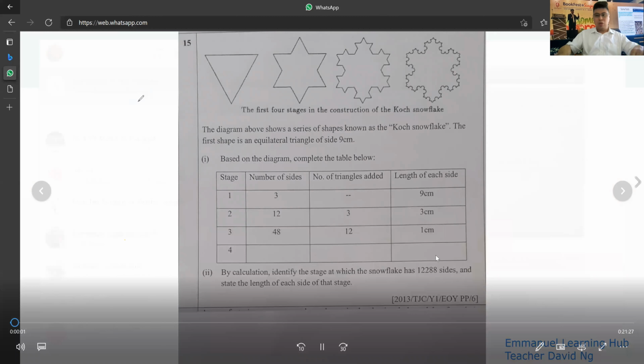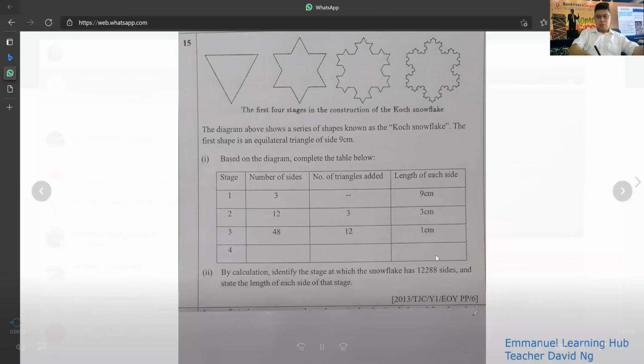Okay, here you have another question, right? That's taken from Temasek JC Year 1 end of year paper in 2013. And it says that the diagram above shows a series of shapes known as the Koch snowflake. The first shape is an equilateral triangle of side 9 cm. Based on the diagram, complete the table below.